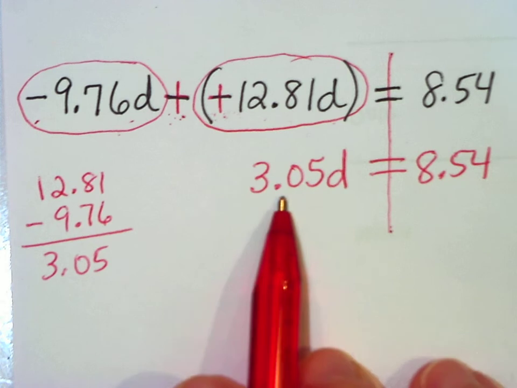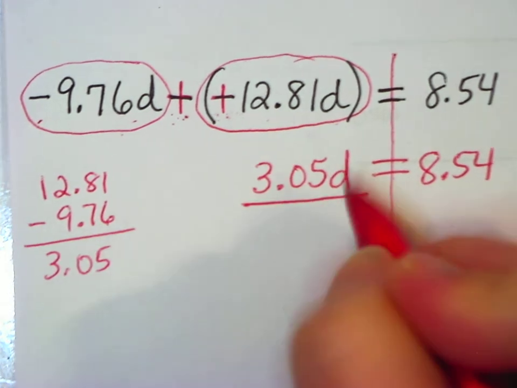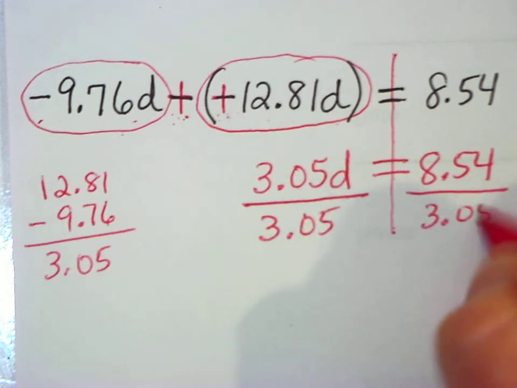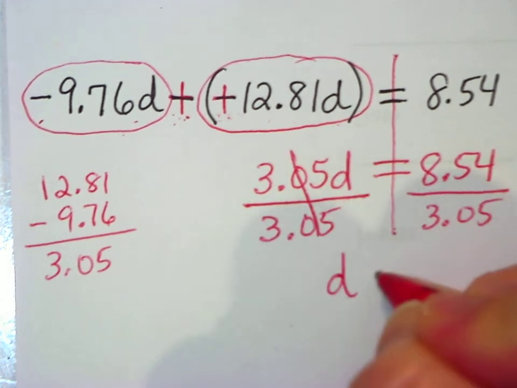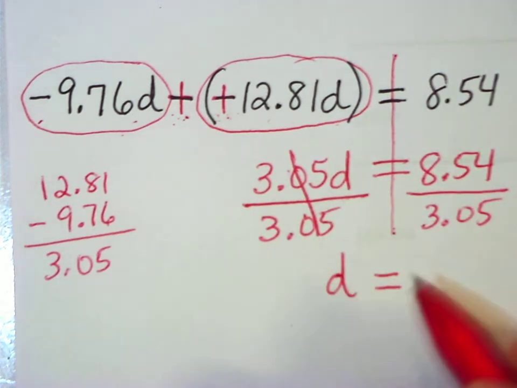And now instead of multiplying by 3.05, that's what that means, I'm going to do the inverse operation and divide both sides by 3.05. And again, you can grab your calculator for this part. So 1d left equals 2.8.